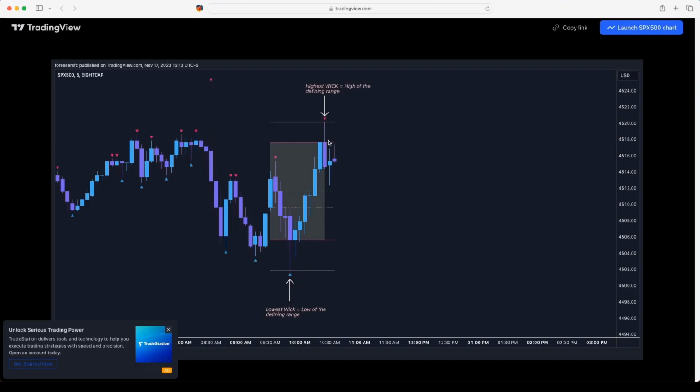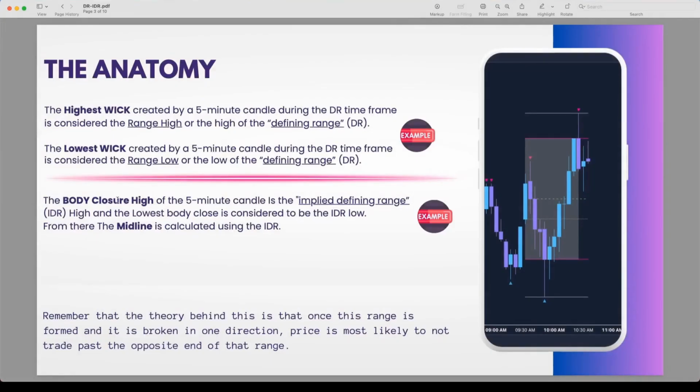And again, same here, this is the highest wick, or really the only high wick, making it the high of the defining range. It's that easy. Next, the body closure high of the 5-minute candle is the implied defining range, or the IDR high, and the lowest body close is considered to be the IDR low.